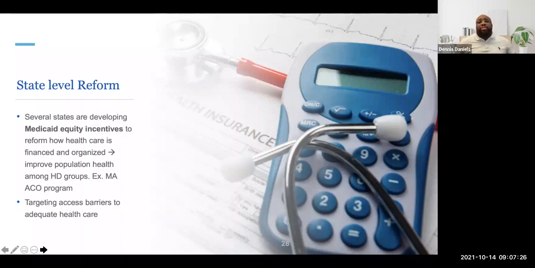This initiative also includes partnerships with other behavioral health organizations that desire to provide comprehensive care management services to underprivileged communities as well. And so the Massachusetts Accountable Care Organization program joins other efforts in other states that are very similar to target those accessibility barriers.